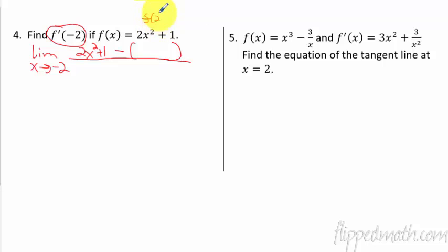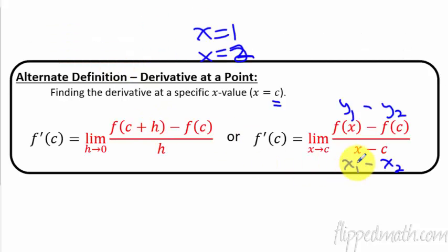So what is f of 2? You plug a 2 in here. Let's figure out what f of 2 is. F of 2 is 2 times 4 plus 1. 2 squared is 4. 8. 8 plus 1 is 9. So it's just going to be subtracting 9. And this is all over, let's look back at our formula. What did it say? X minus c.